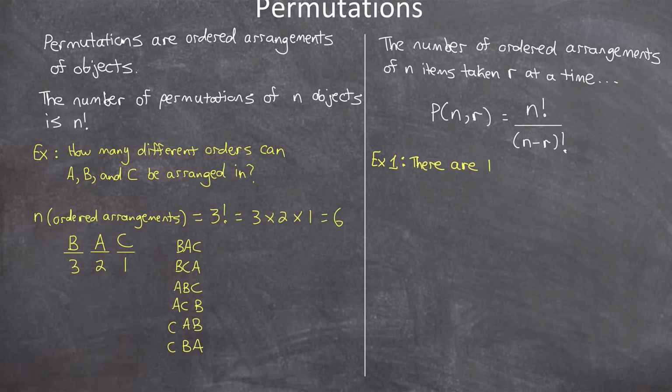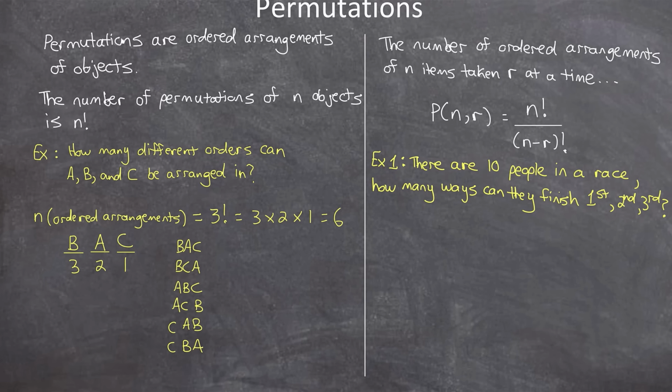Let's say there are 10 people in a race. How many different ways could they finish first, second, and third? So basically, we only want to find how many ordered arrangements of 3 I can make from 10 people. To calculate that, I do the number of permutations of 10 taken 3 at a time would equal, the formula tells me to do 10 factorial, but then divide that by 10 minus 3 factorial. And I'll simplify 10 minus 3 to 7.